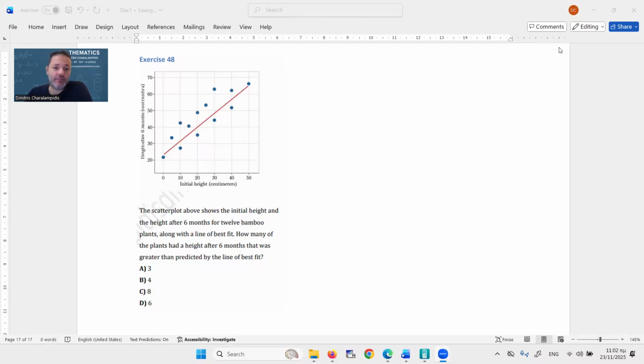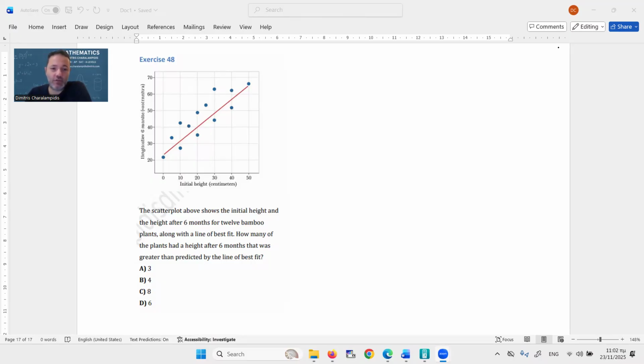Exercise 48. The scatter plot above shows the initial height and the height after 6 months for 12 bamboo plants along with the line of best fit. How many of the plants had a height after 6 months that was greater than predicted by the line of best fit? So let's see.